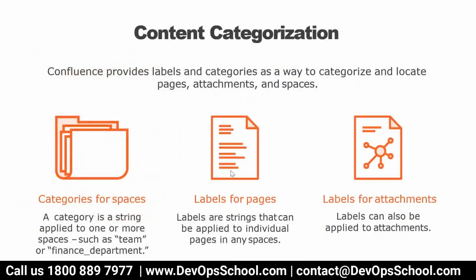How do we categorize the content, pages and all? There are three ways to categorize. If you want to create categories, you categorize spaces, because in organizations you may have thousands of spaces. So how do you organize them as per department or product line or something like that? You can create categories. But pages do not have categories, and attachments too. Mind it, pages and attachments do not have categories. So how do you categorize them? Just label them, tag them. Labels are one of the ways to categorize.